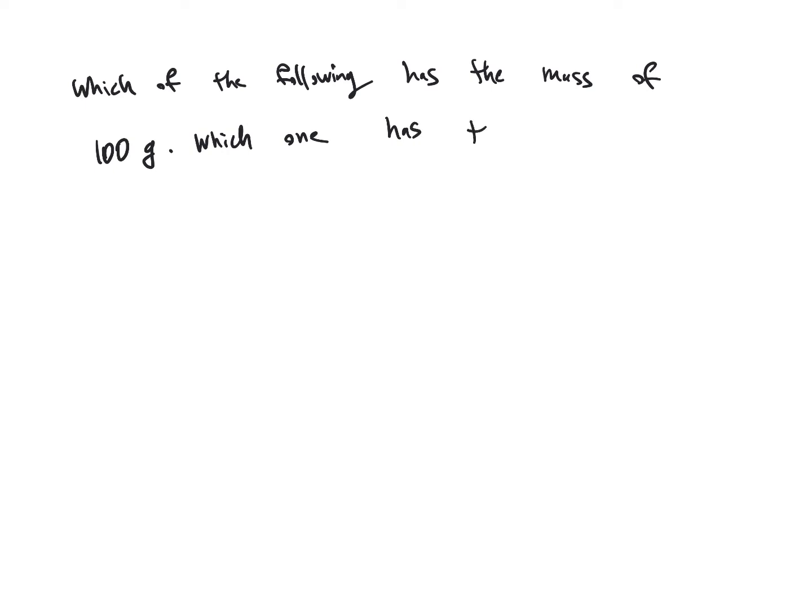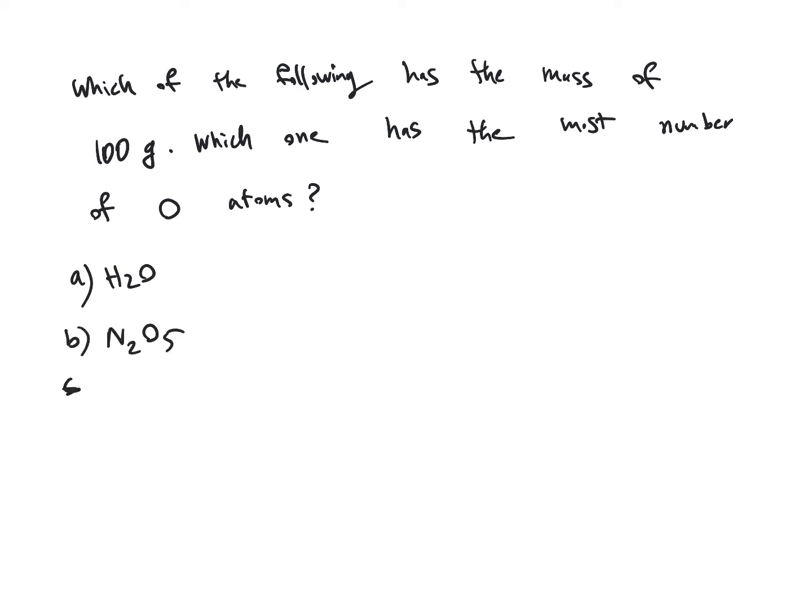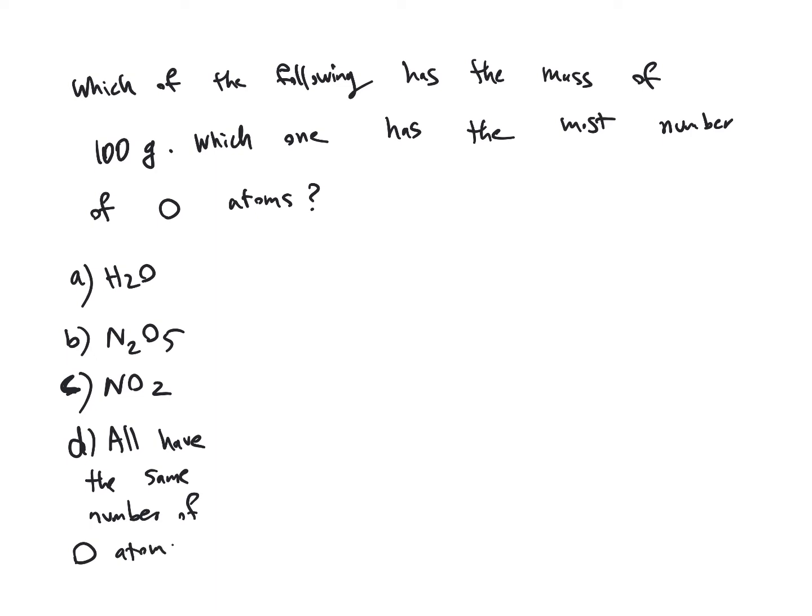So I say, which of the following has the mass of 100 grams? Which one has the most number of oxygen atoms? And I give you something like H2O, or N2O5, or NO2, or I say all have the same number of oxygen atoms.